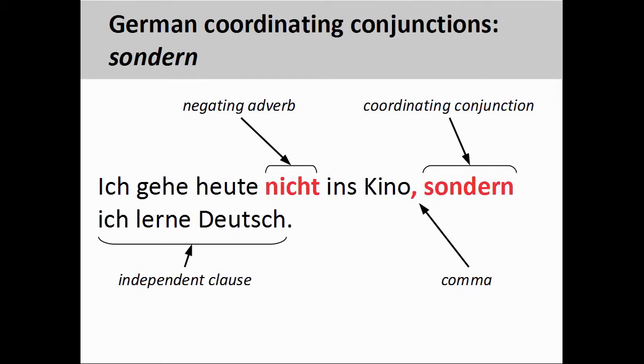For example, the sentence you see on the screen, Ich gehe heute nicht ins Kino, sondern ich lerne Deutsch. I'm not going to the movies today, rather I'm learning German, contains two independent clauses joined by the conjunction sondern. The first clause contains the adverb nicht, which negates the activity of the subject going to the movies. The second independent clause provides contrasting corrective information as it explains that the subject will instead be studying German. And that concludes this presentation on how to use coordinating conjunctions in German.